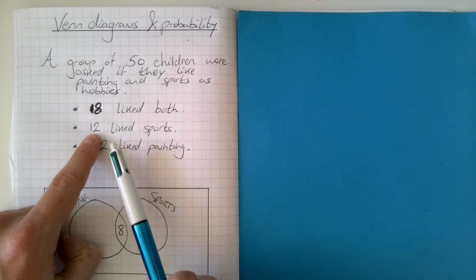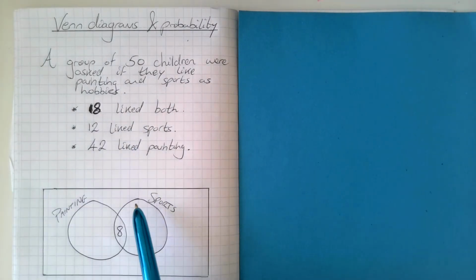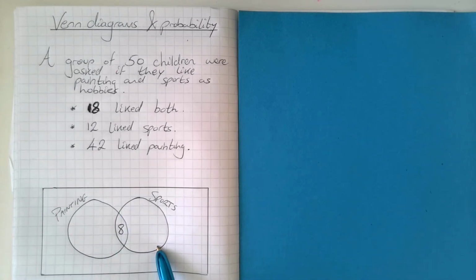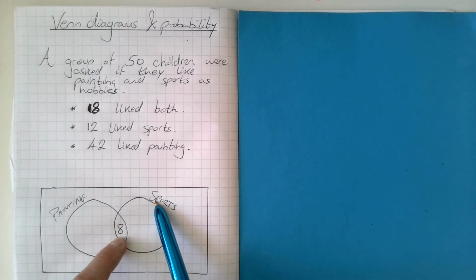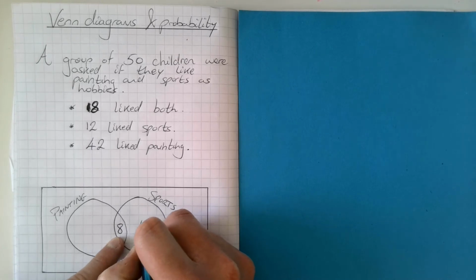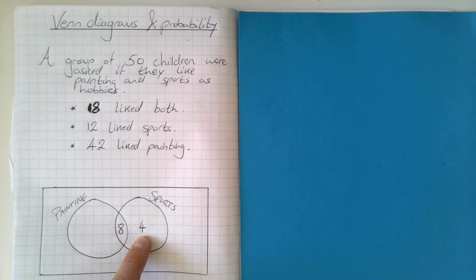Okay, the next piece of information is that 12 people like sports. So this circle here, this section is sports. And if all of it is 12, I've already got 8 of them in this middle section. So that must mean there are 4 people left over who only like sport.